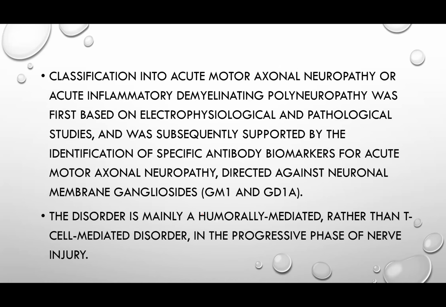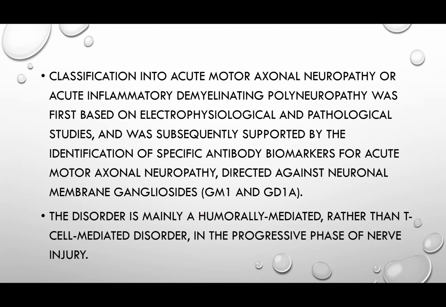Classification into acute motor axonal neuropathy or acute inflammatory demyelinating polyneuropathy was first based on electrophysiological and pathological studies, but was subsequently supported by the identification of specific antibody biomarkers for acute motor axonal neuropathy directed against neural membrane gangliosides, that is GM1 and GD1. The disorder is mainly humoral mediated rather than T cell mediated in the progressive phase of nerve injury. That is another thing I asked last time also. It is basically a B cell mediated injury rather than a T cell mediated injury.